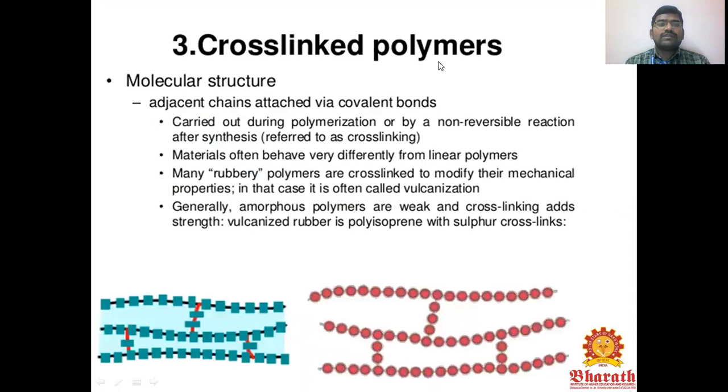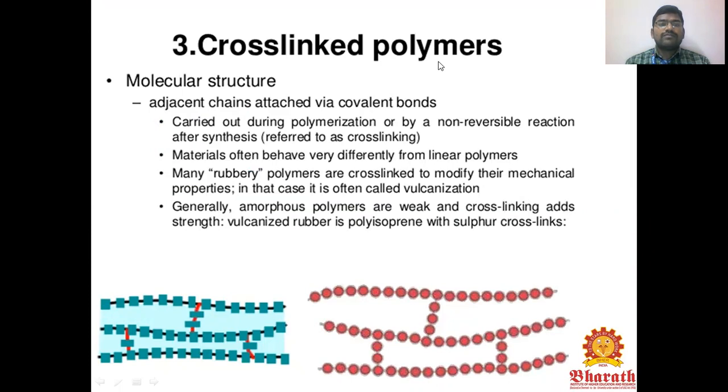A cross-linked polymer means the molecular structure has adjacent chains attached by covalent bonds. This is carried out during polymerization or by a non-reversible reaction after synthesis, referred to as cross-linking. These materials often behave very differently from linear polymers. Many rubbery polymers are cross-linked to modify the mechanical properties.